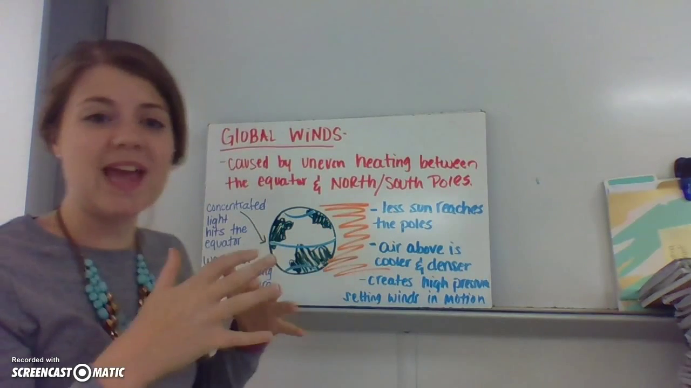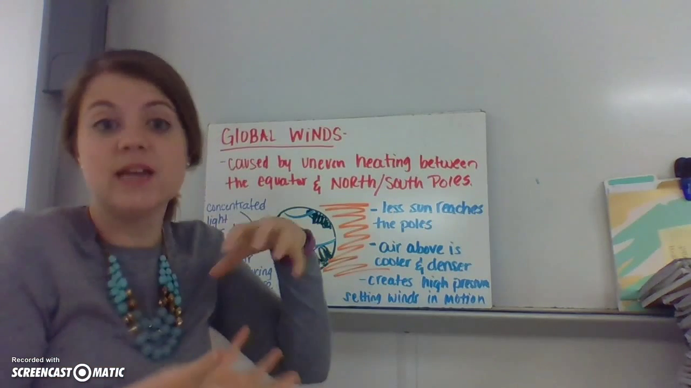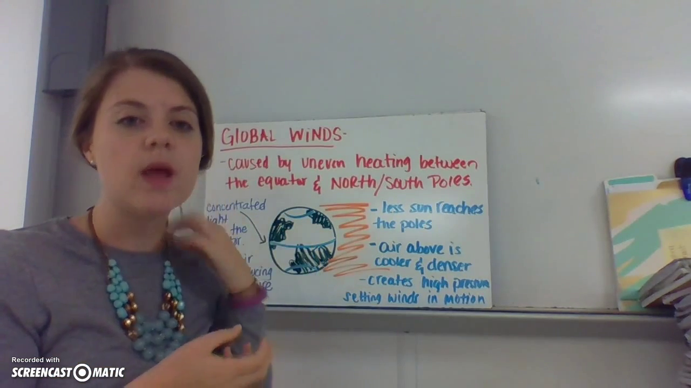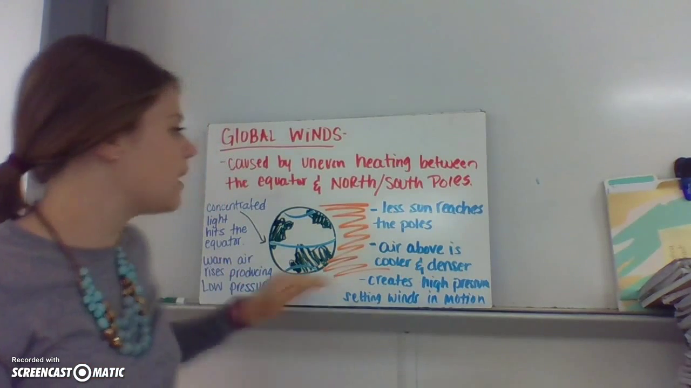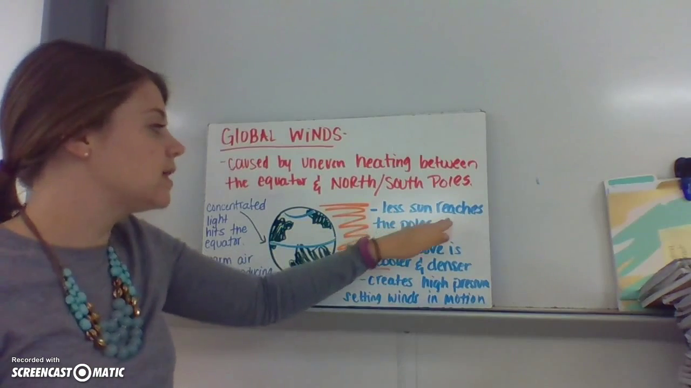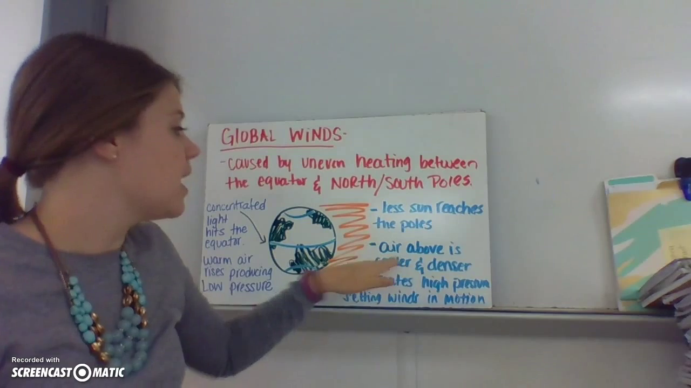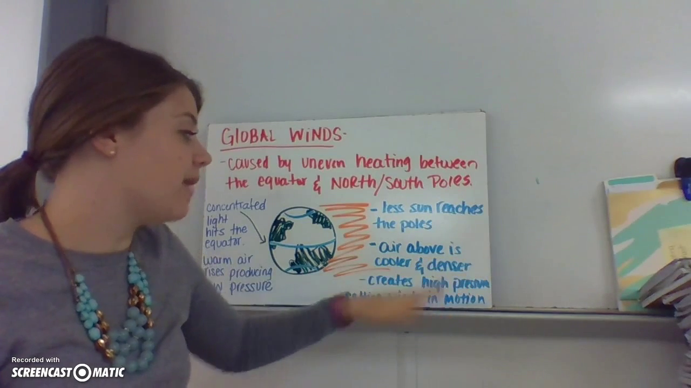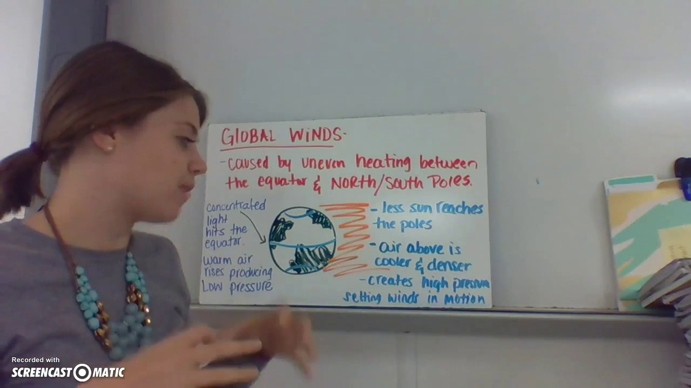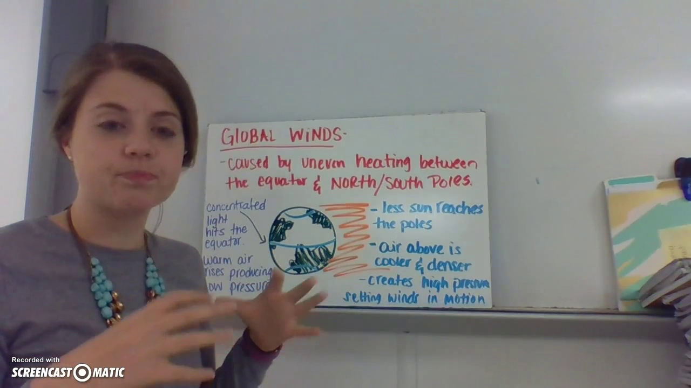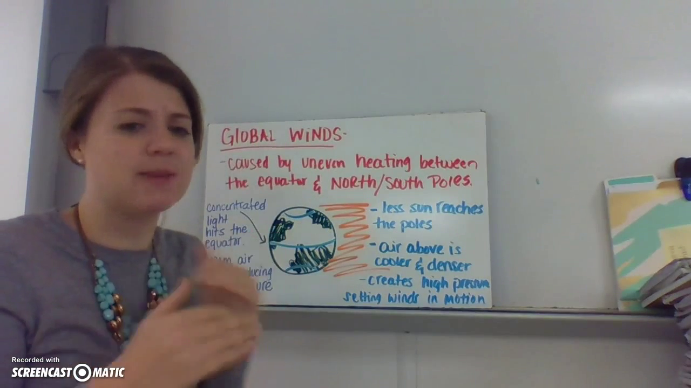So this does create uneven heating among the globe, which causes pressure systems to be different. So for example, at the poles, the sun reaches there less, all right? So it can't heat up as much. And this air above it becomes cooler and dense, and that creates a high pressure among the poles, all right? Because it's cooler, it's dense, it's not getting as much heat.